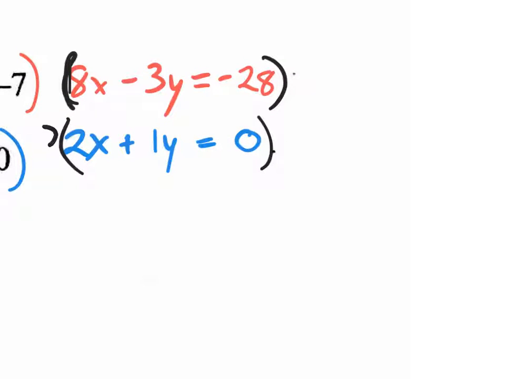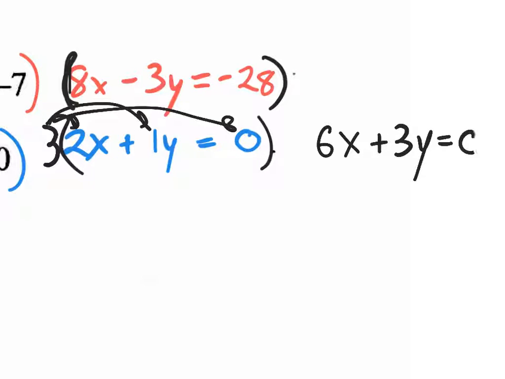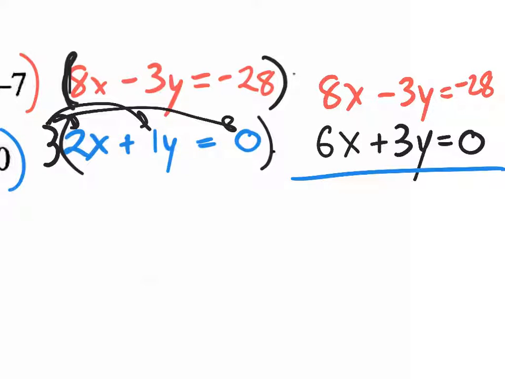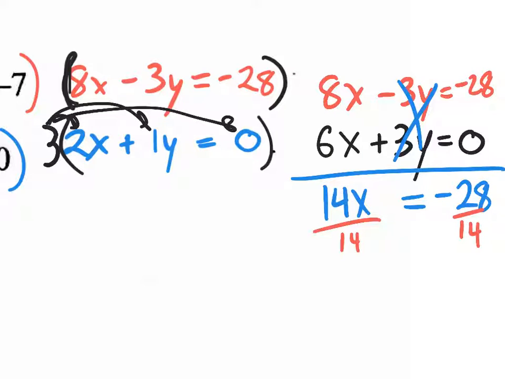By 3. So when I distribute 3 times 2x, that's 6x. 3 times 1y, that's 3y. 3 times 0 is 0. And the top equation I'm going to leave the same: 8x minus 3y equals negative 28. And then you could combine the lines. 8 plus 6, that's 14x. The 3y and the negative 3y cancel out, equals negative 28. To solve that simple one-step equation, let's divide by that 14. We will get the answer x equals negative 2.